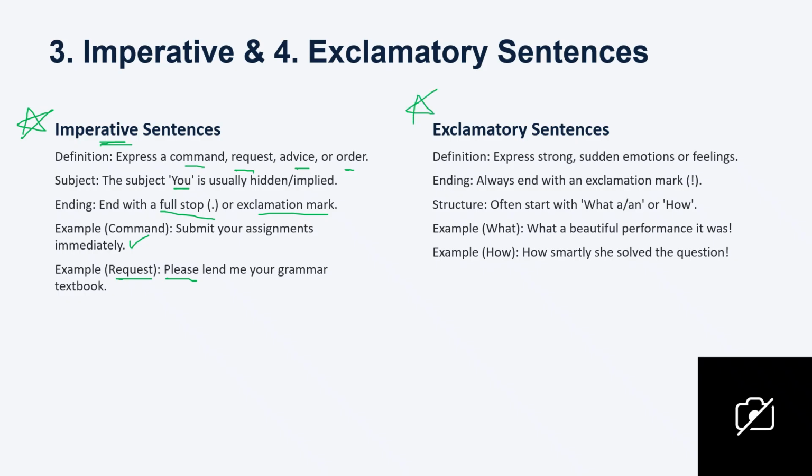Now moving on to the next one, that is the exclamatory sentence.